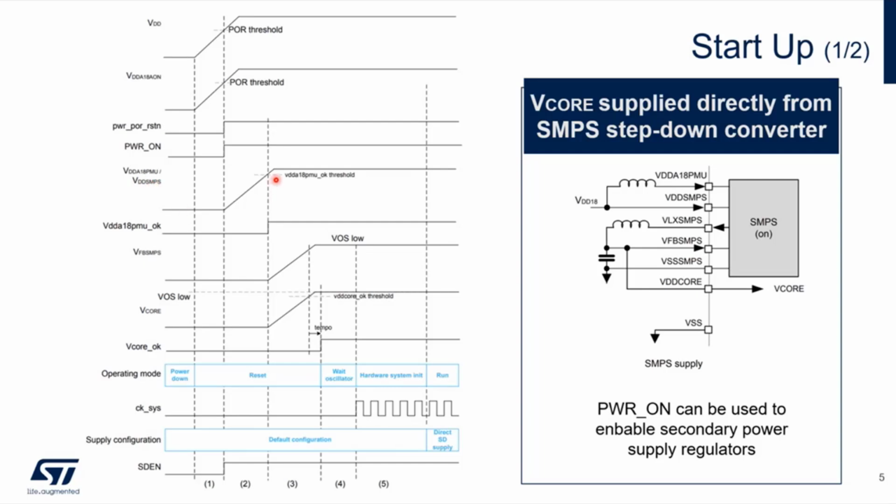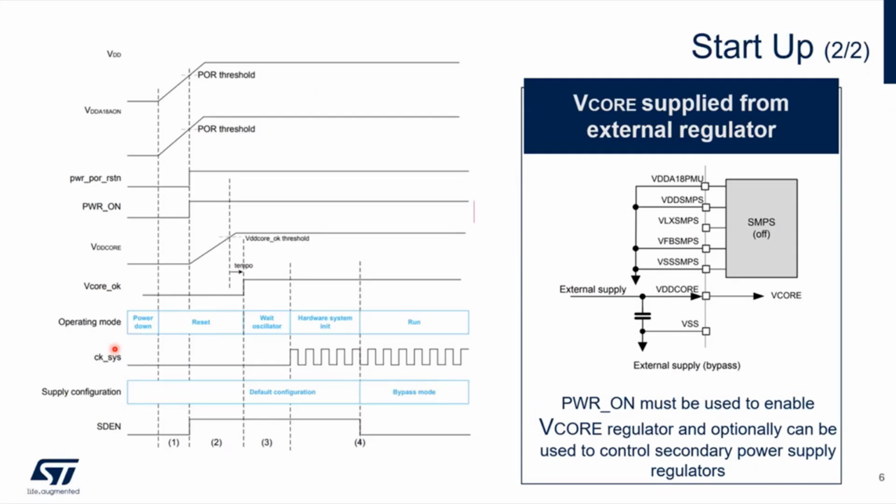When those voltages are okay, internal SMPS is enabled, and we are waiting for the output voltage of the SMPS to be established. When it is okay, then VCore is supplied by internal SMPS. When VCore is okay, we can start the internal oscillator, load the OTP bits, and switch to the running mode. Okay, so it was internal SMPS use case.